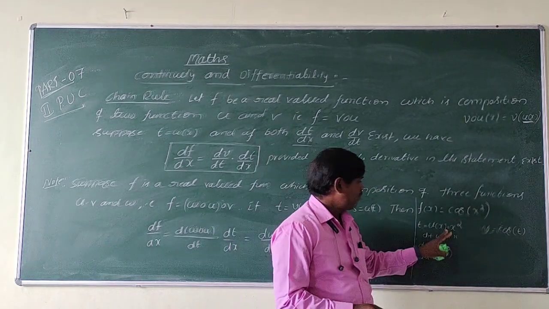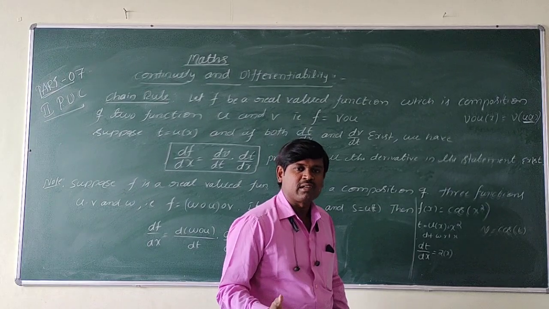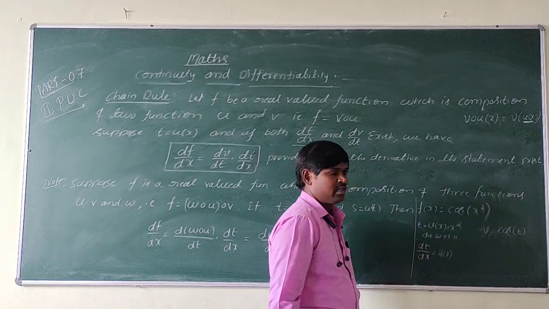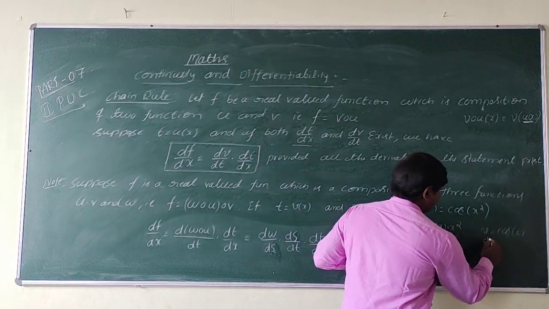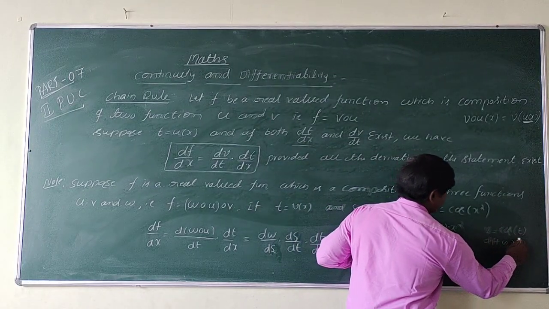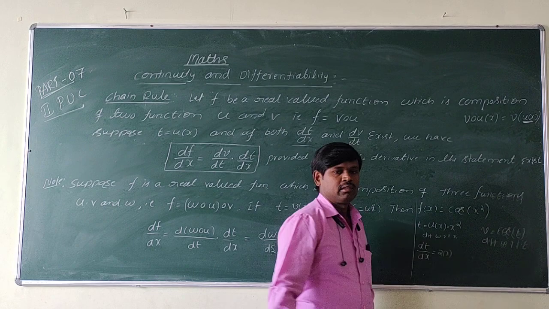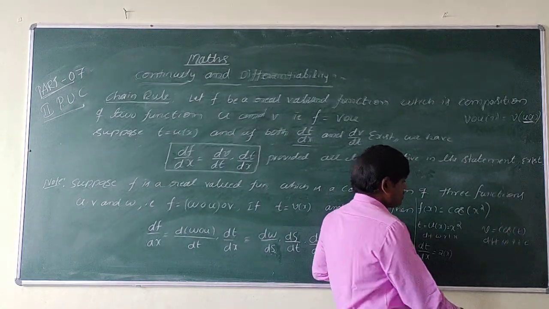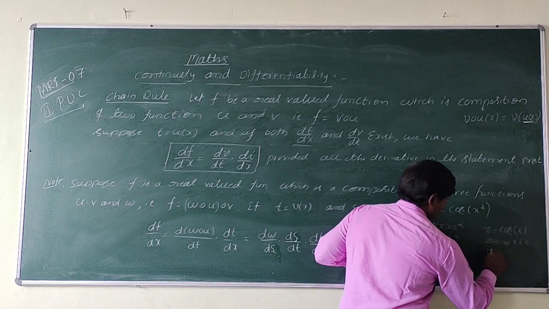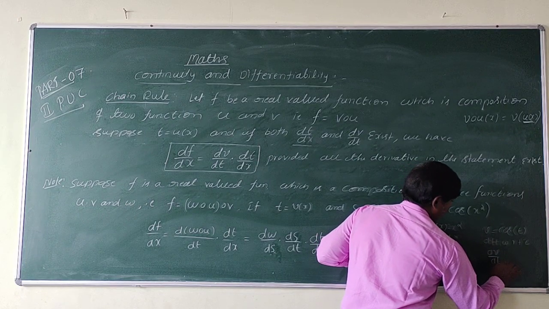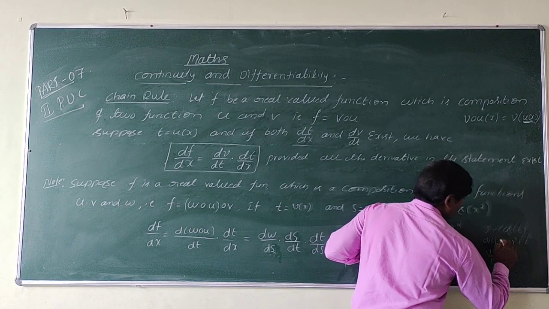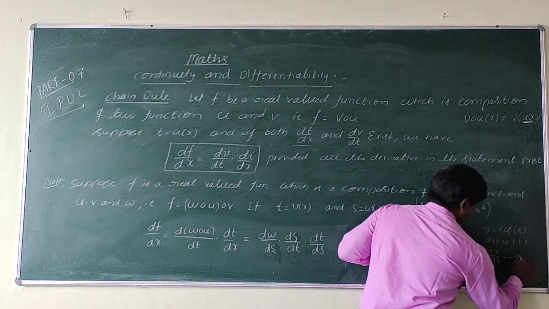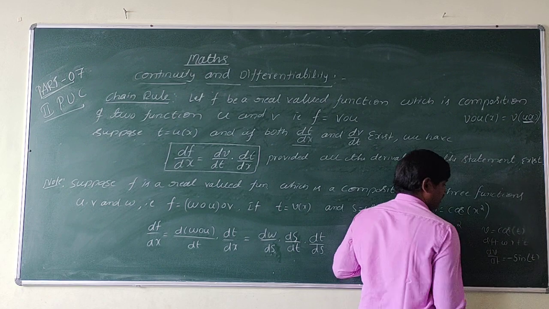So we have a formula. Differentiation of x to the power of n is what? n into x to the power of n minus 1. So therefore differentiation of x square is 2x. Similarly, now this is the function of t, cos t. So dv by dt is equal to the differentiation of cos t, which is nothing but minus sin t.